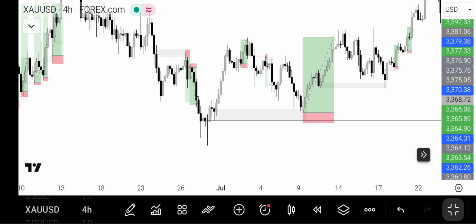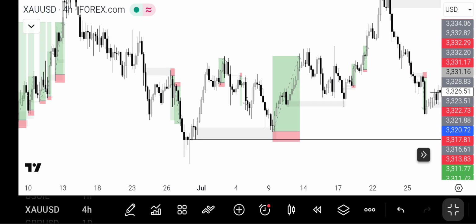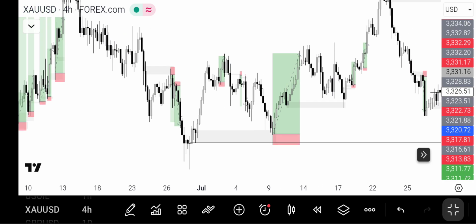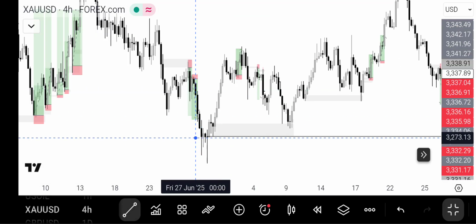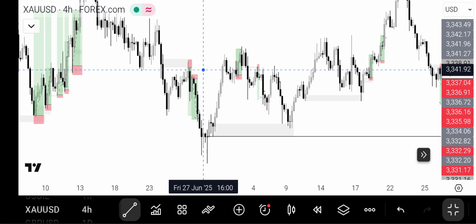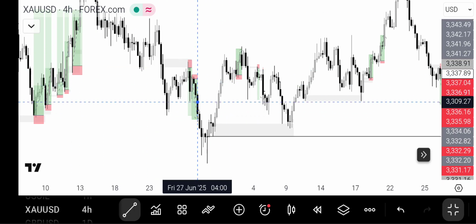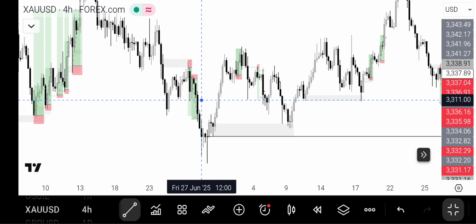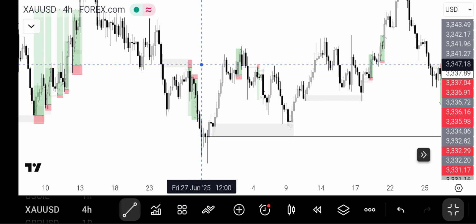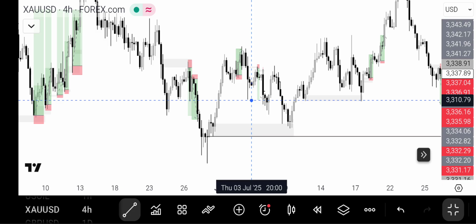Look, this is a perfect example. Let me delete this. This is a perfect example. See gold, this is our bias time frame. We had our market structure shifts. Gold was initially in a downtrend. We had our market structure shifts here, inducements.